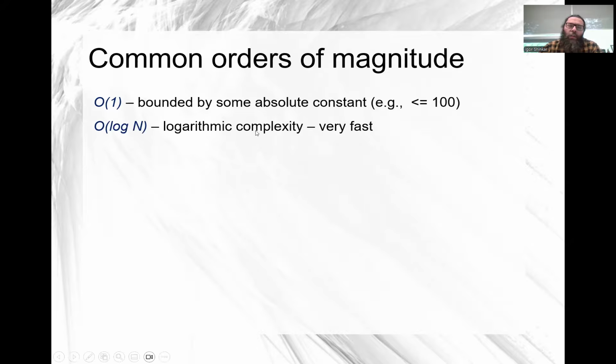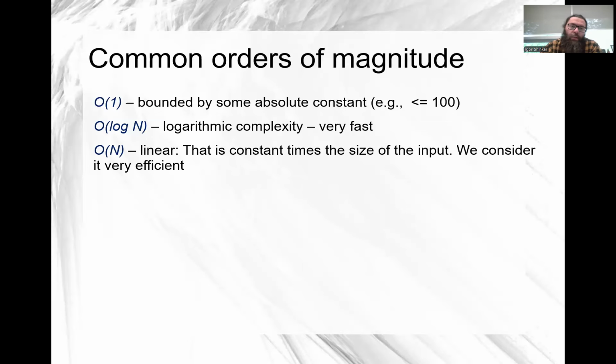So log n, yeah, logarithmic complexity is very fast. For example, we know binary search runs in time log n. So log n basically means that if you have n bits, you don't even read the entire input. You read only log n bits from the input. Reading less than everything, it's fast.